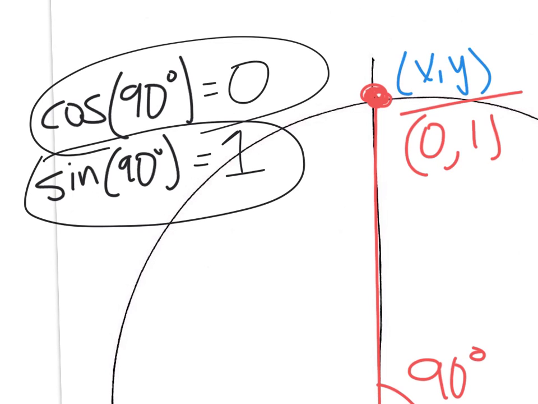Alright, so that's it for part 1. In part 2, we're going to look at angles that are greater than 90 degrees.